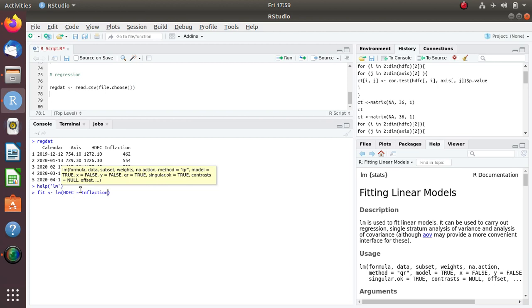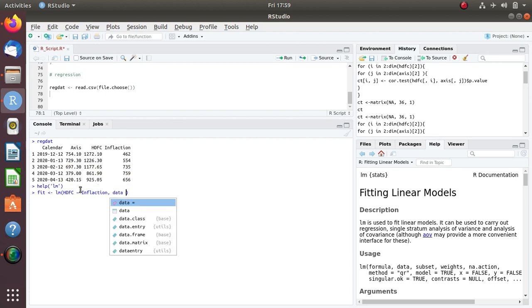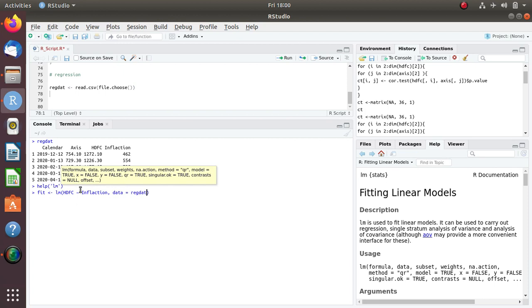I don't know, that's obnoxious. Now data is equal to reg dat. Now let me press enter. That's all. This is just simple linear regression. This is the formula. This is the LHS of the formula.